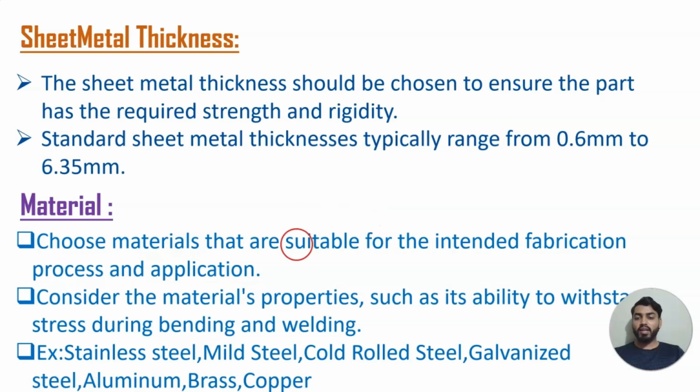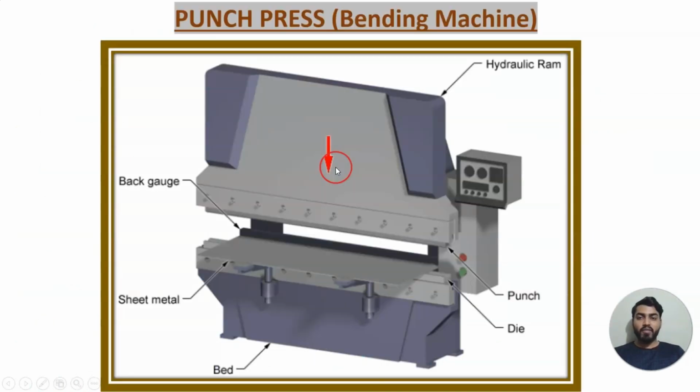So like that, we need to think and select the material according to our requirement, which is suitable to make by using sheet metal fabrication. Then consider the material properties, such as its ability to withstand stress during bending and welding. While making a bend, stress will be applied on that particular position, so it should be able to withstand that stress. For example, we can use stainless steel, mild steel, cold rolled steel, galvanized steel, aluminium, brass, copper, etc. So different types of materials are used in sheet metal fabrication.